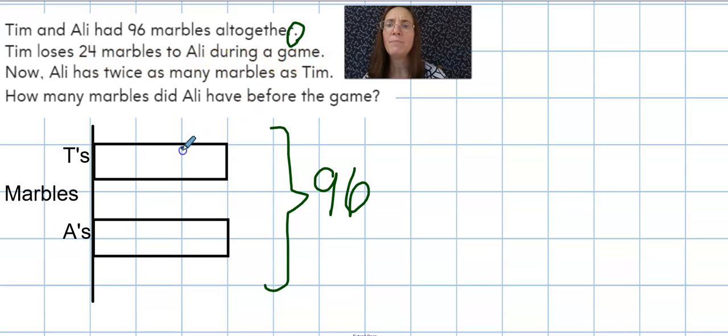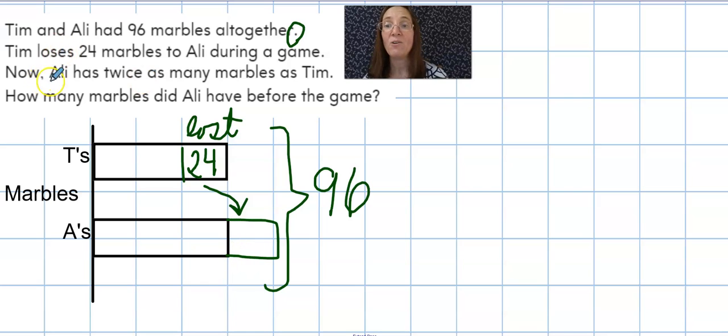Tim loses 24 marbles to Ali during a game. Oh dear, I'm just going to take 24 of Tim's marbles here and say that they're going to go down here. These are the ones that he lost. And I can write that there so I know what's going on with my bar models. I'll also go ahead and draw that amount right here.